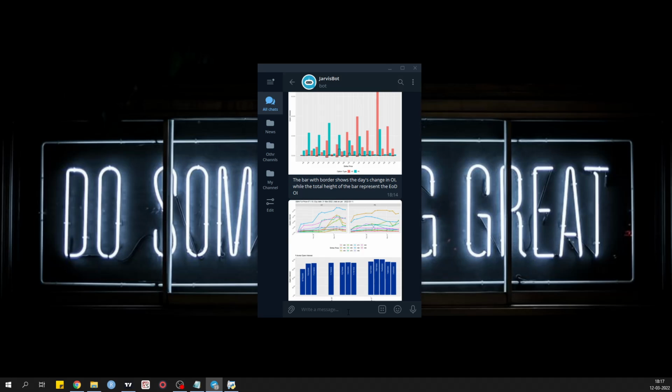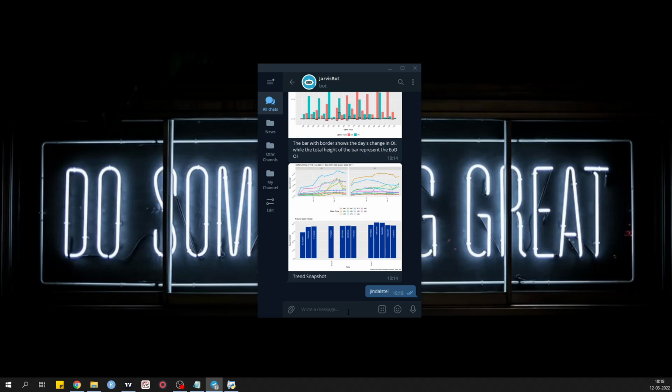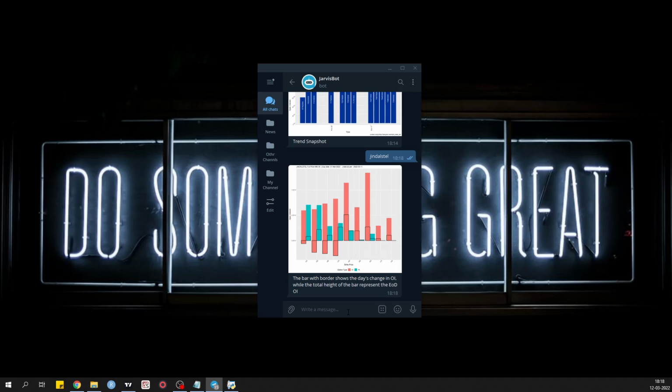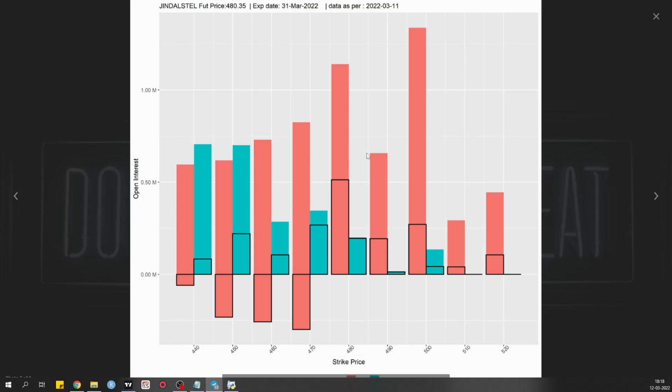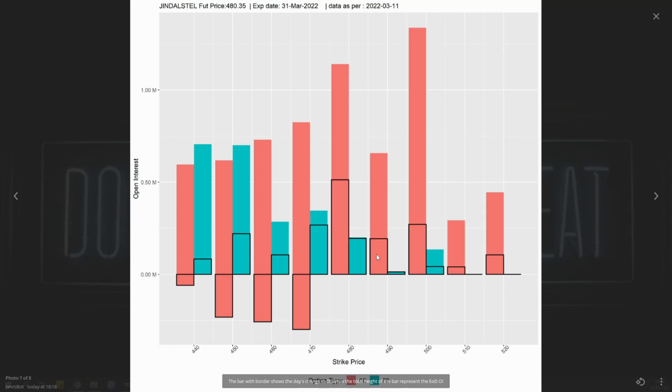So you can enter any other stock to see the relative performance or relative change in the open interest. Let us say Jindal Steel. This is the symbol for Jindal Steel. Okay, this is a pretty good chart. As you see, the metal stocks have been increasing in the last few days because of the Russia-Ukraine war.